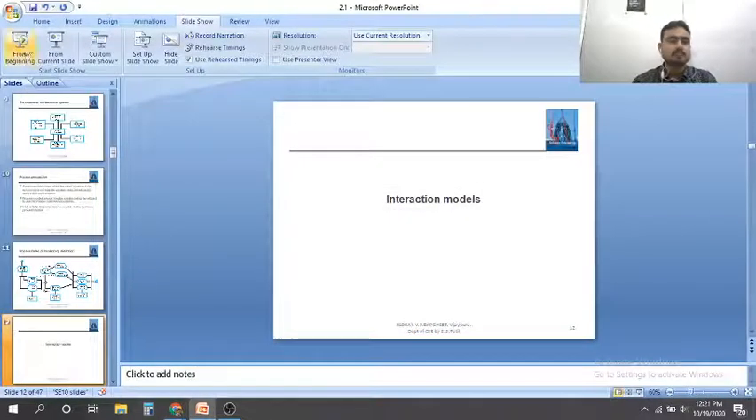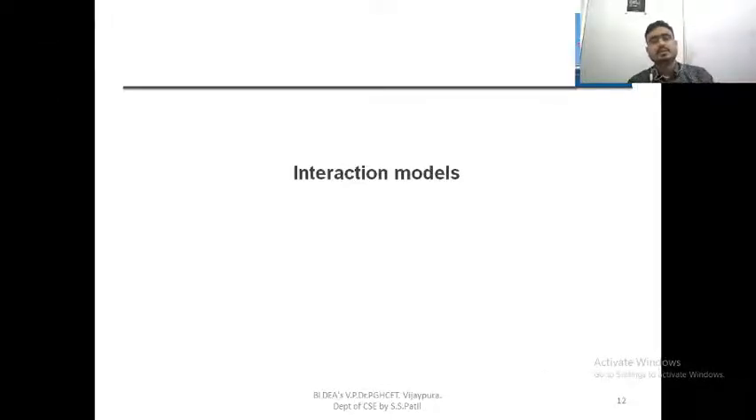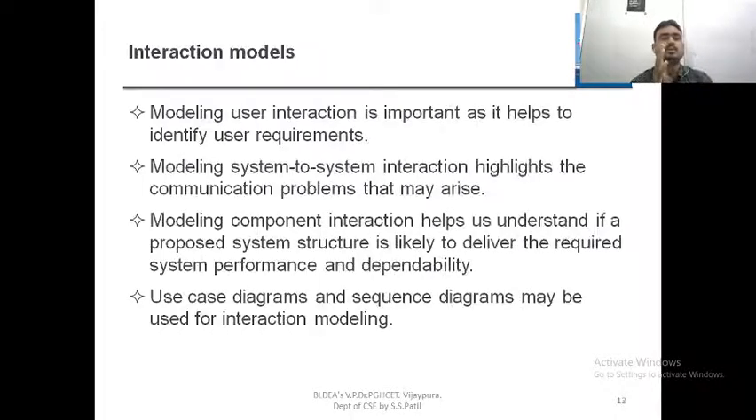Next, interaction models. What is an interaction model? Modeling user interaction is important as it helps to identify the user requirement. Again comes the user requirement. Modeling system-to-system interaction highlights the communication problems that may arise.